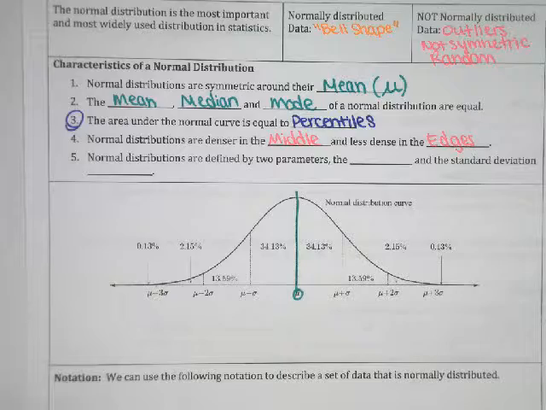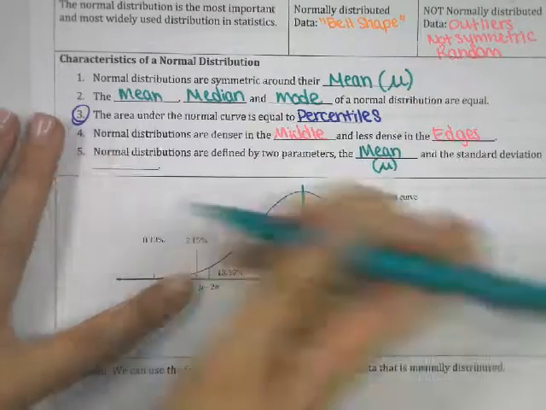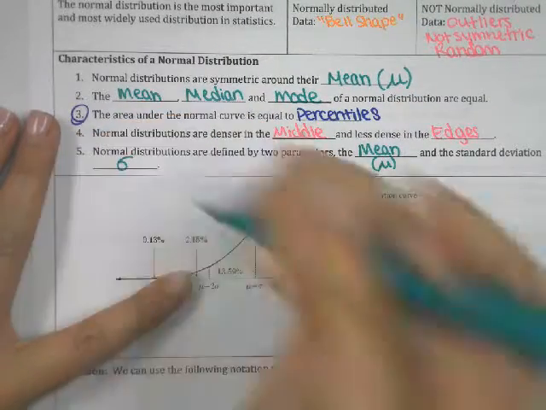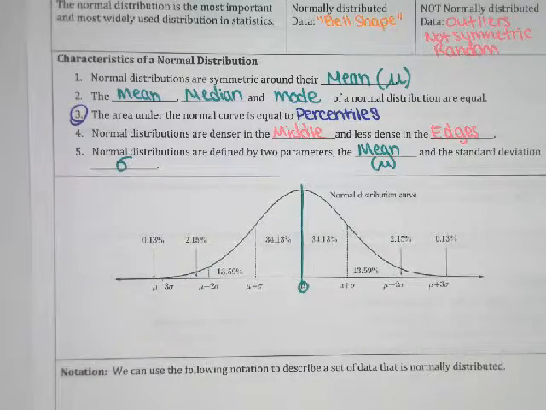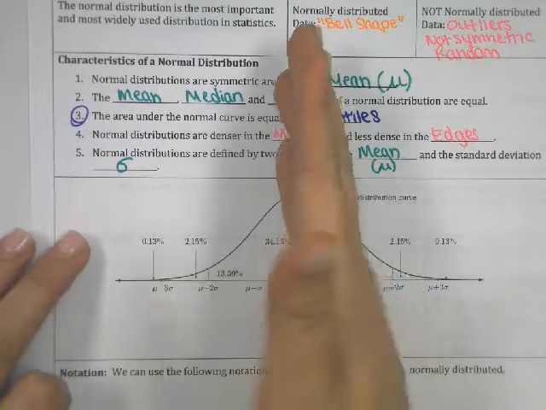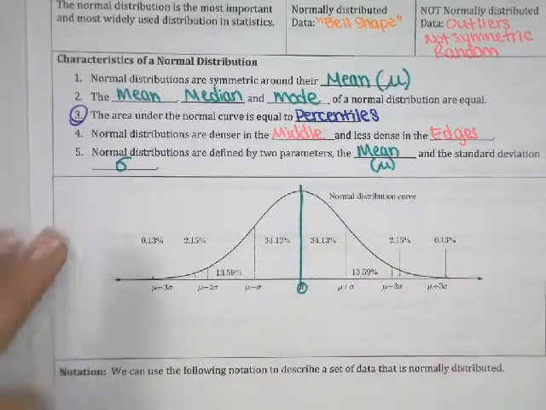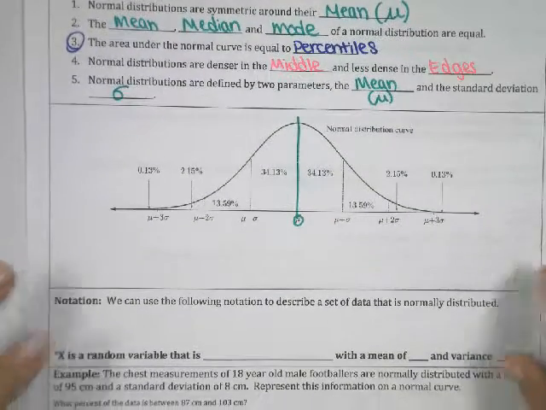Number 5 says the normal distributions are defined by two parameters: the mean, mu, and the standard deviation, sigma. So the mean and the standard deviation are the two values that determine what a normal distribution is going to look like. The mean tells us where the center is located. So the mean is the center of the bell curve. And the standard deviation tells us how spread out the data is.